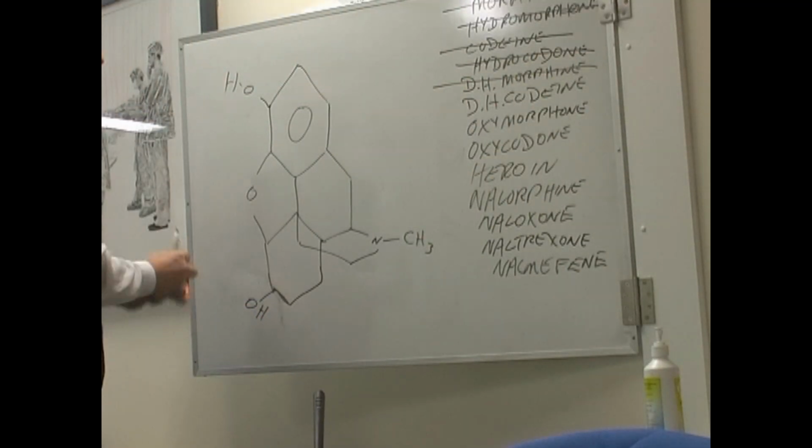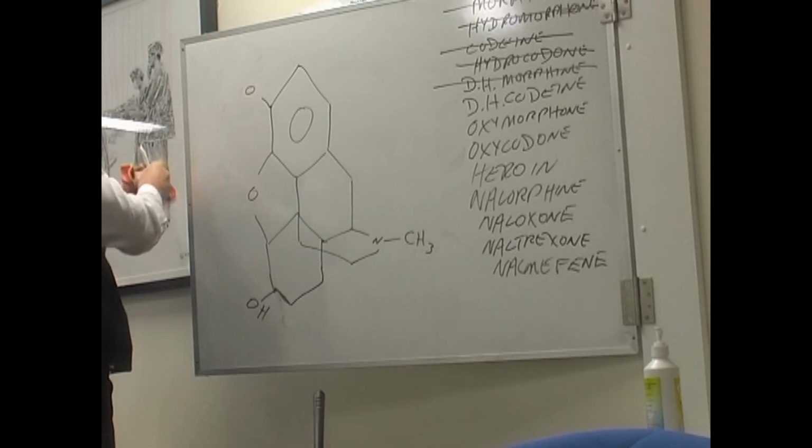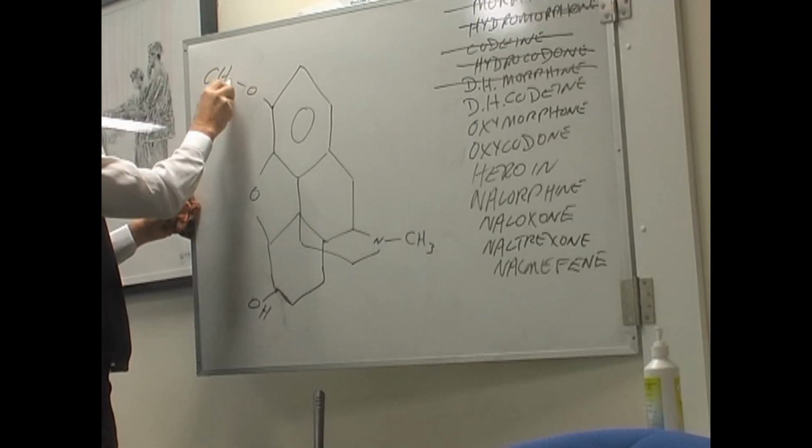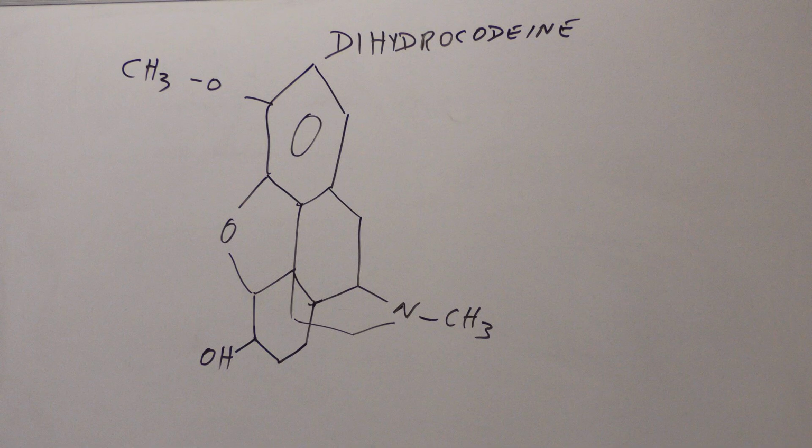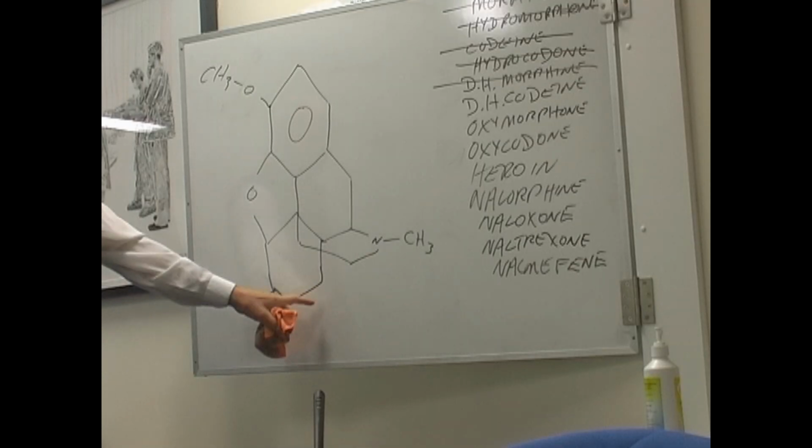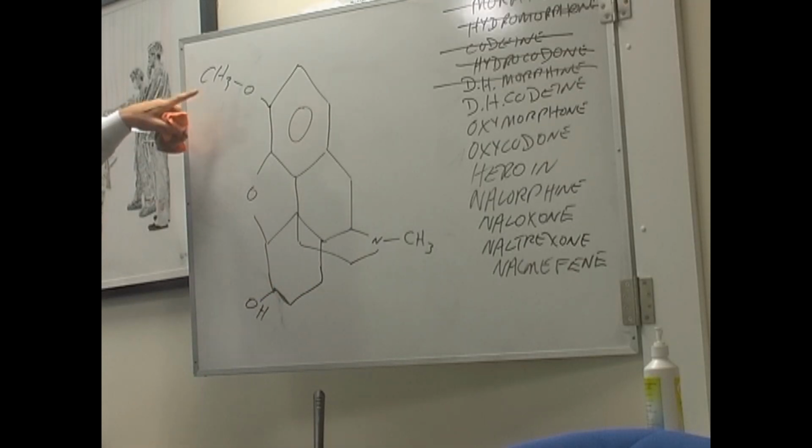And dihydrocodeine, again, is just replacing the OH-3 with a methoxy. So methoxy there, OH there, single bond there. That has got to be dihydrocodeine.